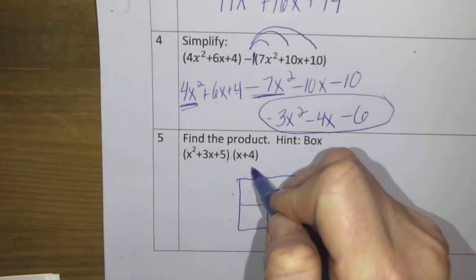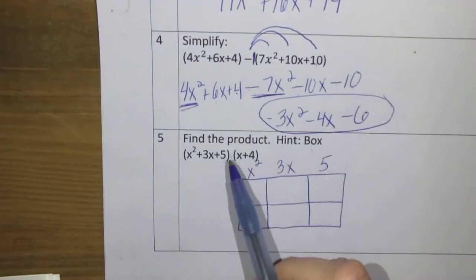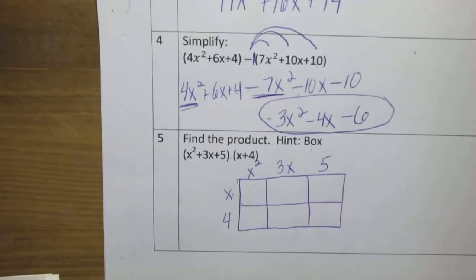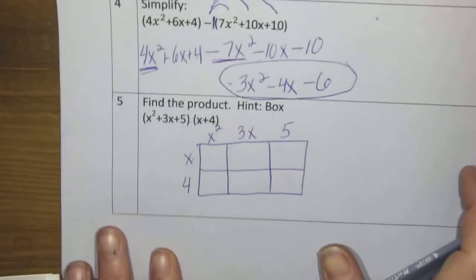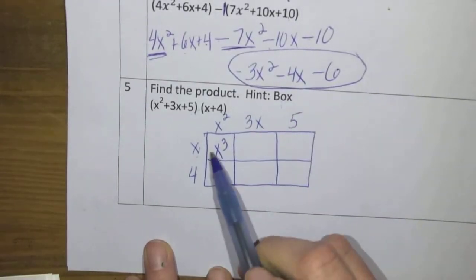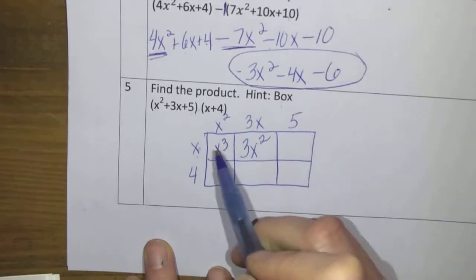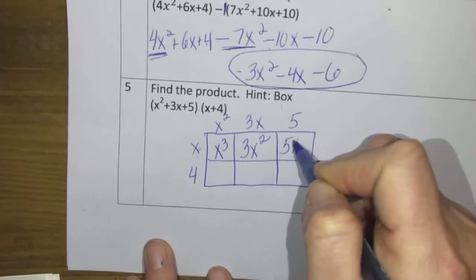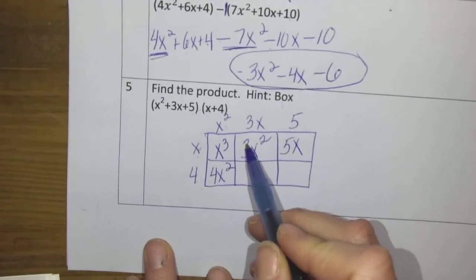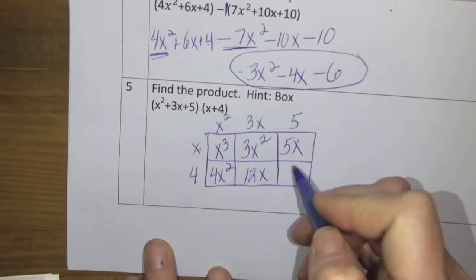And x squared I'll put up here, 3x next to it, and the 5. And x and a 4 go on the sides. We multiply to put things in the box. So x times x squared is x cubed. x times 3x is 3x squared. x times 5 is 5x. 4 times x squared is 4x squared. 4 times 3x is 12x. And 4 times 5 is 20.